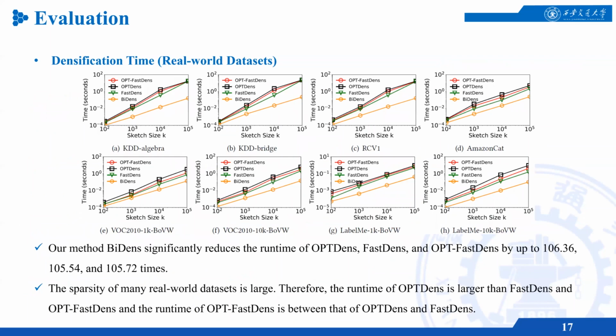We also measure the densification time of our methods in real-world datasets. Our method significantly reduces the runtime of other methods by more than 100 times. The sparsity of many real-world datasets is large. Therefore, the runtime of OPT dense is larger than fast dense and OPT fast dense, and the runtime of OPT fast dense is between that of OPT dense and fast dense.